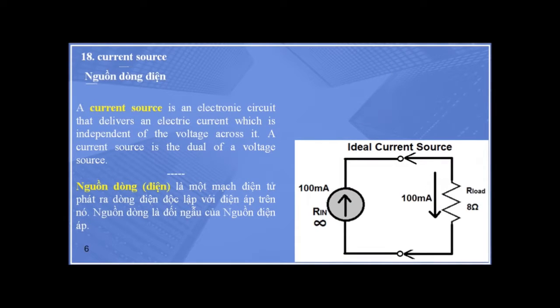18. Current source. What is a current source? A current source is an electronic circuit that delivers an electric current which is independent of the voltage across it. A current source is a dual of voltage source.